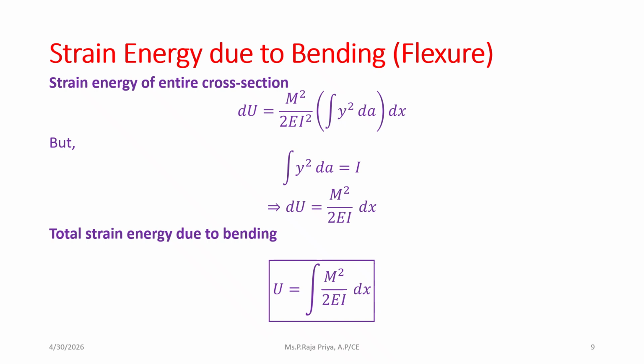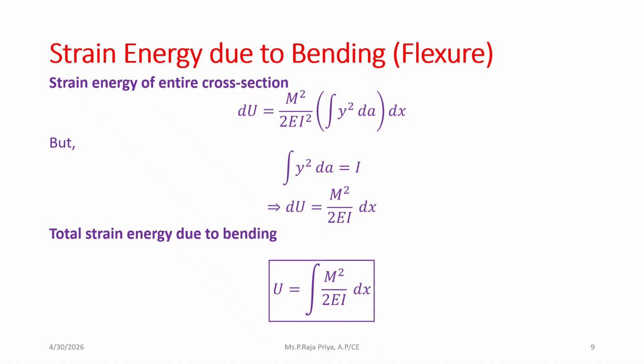So it will be M square by 2E I square, integral of y square dA into dx. What is this integral y square dA known as? It is the moment of inertia. Instead of this integral, substitute I. Already here you have I square, so one I will get cancelled, and dU will be M square by 2EI into dx.